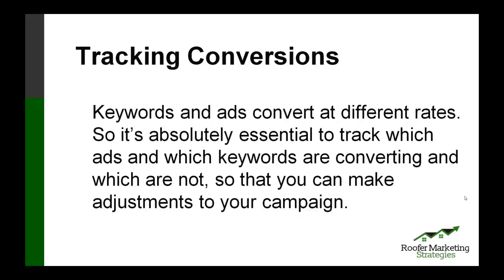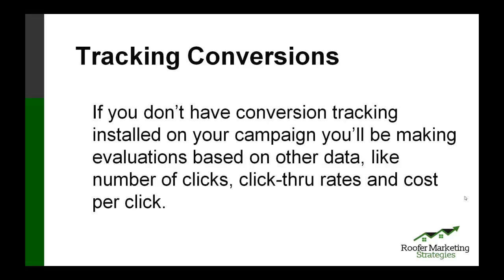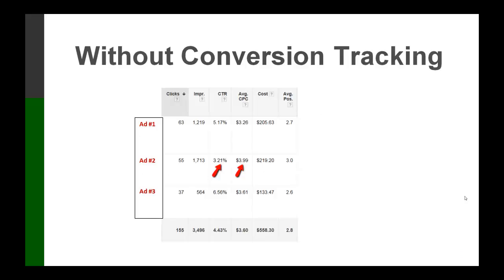Keywords and ads, which drive Google AdWords, convert at different rates, as you might imagine. So it's absolutely essential to track which ads and which keywords are converting, in other words, working, and which ones are not, so that you can make adjustments to your campaign. Now, if you don't have conversion tracking installed in your campaign, you'll be making evaluations based on other data, like the number of clicks or the click-through rates or cost per click or any of the other data that is available for people to make those decisions.